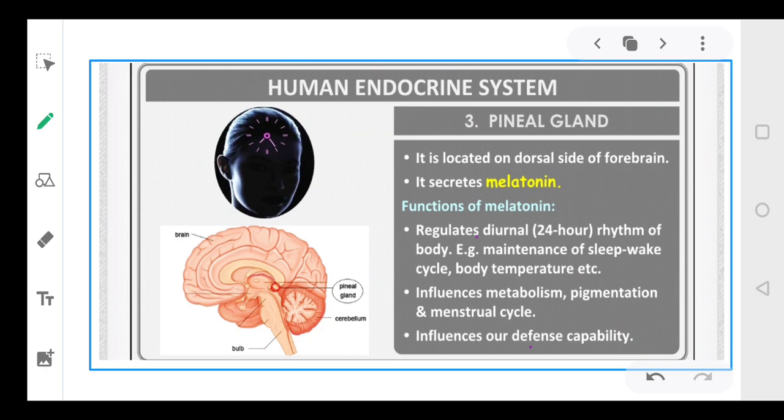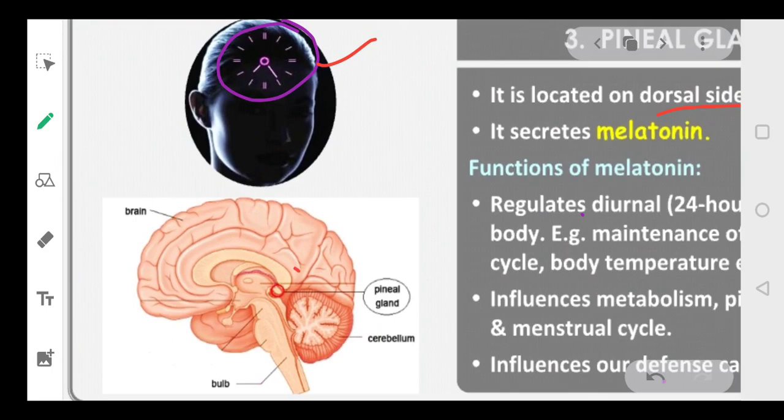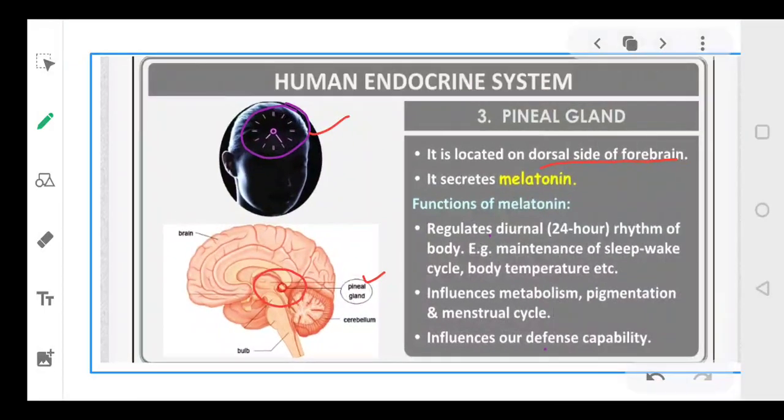Now, dear students, if you look into the diagram, this is the exact location of the pineal gland. The pineal gland is basically present on the dorsal side of the forebrain. You can easily see its location in the diagram. Here also you can see the location. This is your pineal gland. This gland produces a hormone which is called melatonin. So, the hormone produced by the pineal gland is called melatonin.